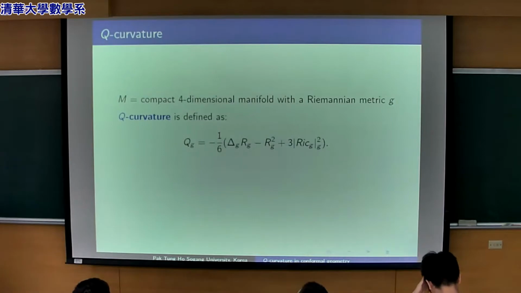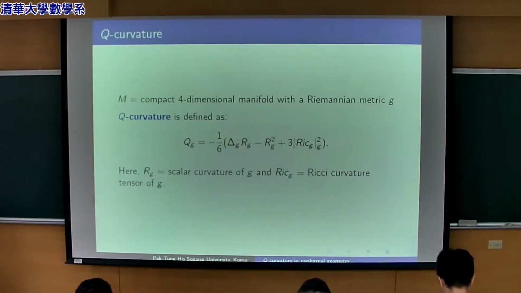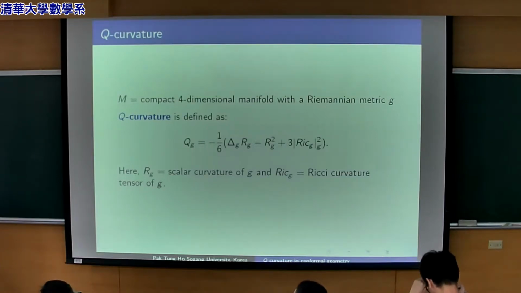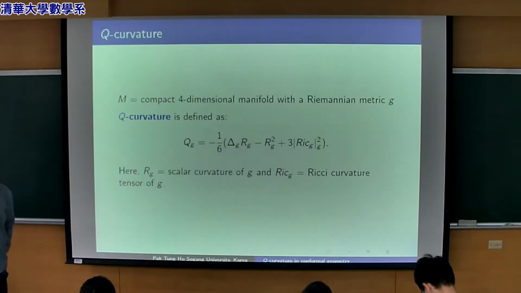Suppose you have a compact four-dimensional Riemannian manifold. Then Q-curvature is defined as the right-hand side here, where R_g is the scalar curvature and this is the Ricci tensor norm squared. I'll give you 5 seconds to look at it. I'm pretty sure that for most of you this is the first time seeing this formula, so let me do an example.